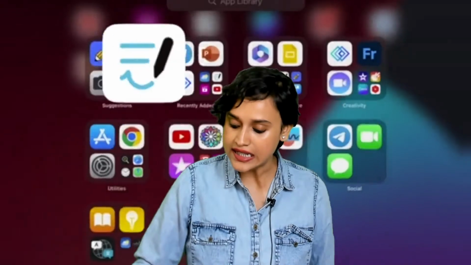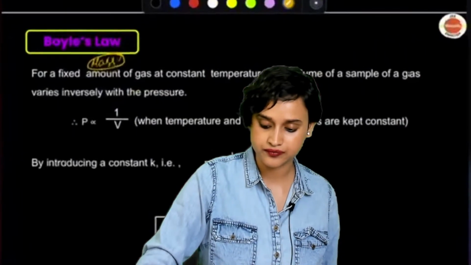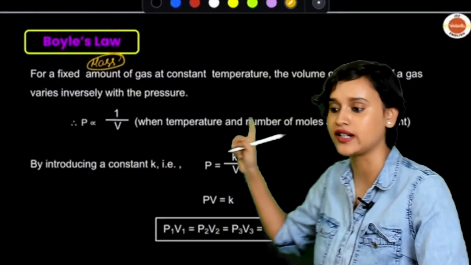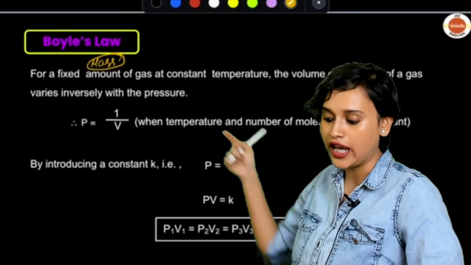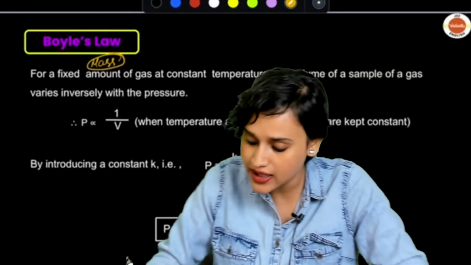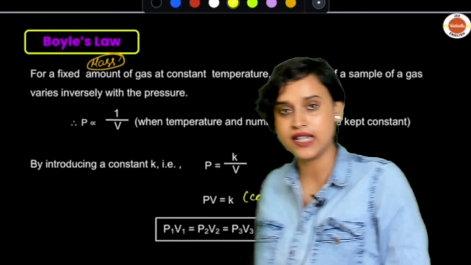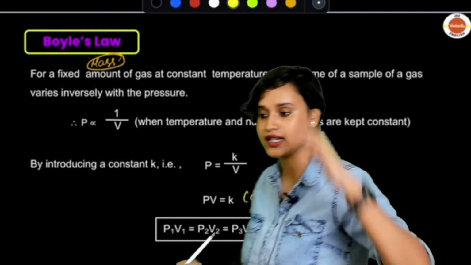Okay. So this is exactly what was written here also, if you check it out. See, P is equal to K by V. That means that PV is equal to K. K is nothing but a constant, correct? And that means that we will get this.